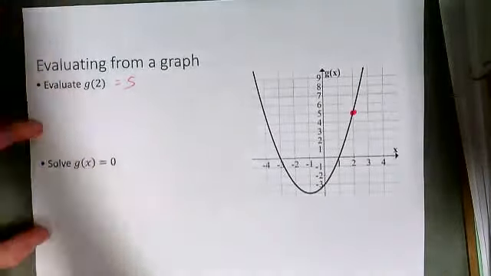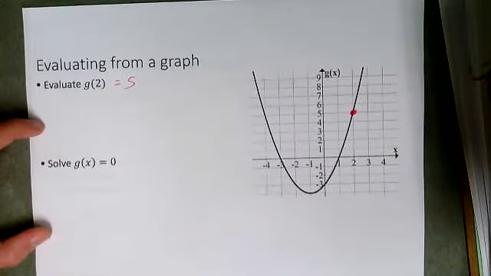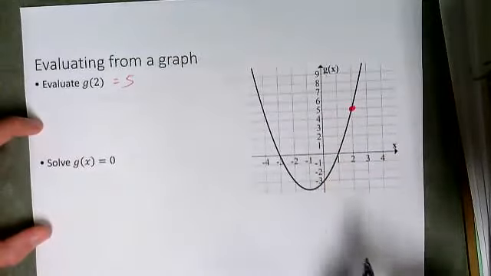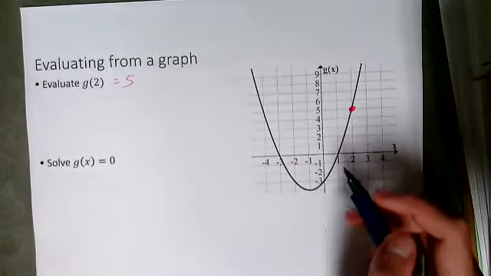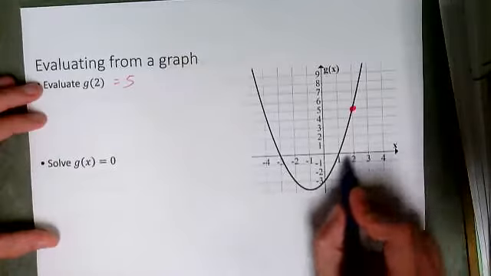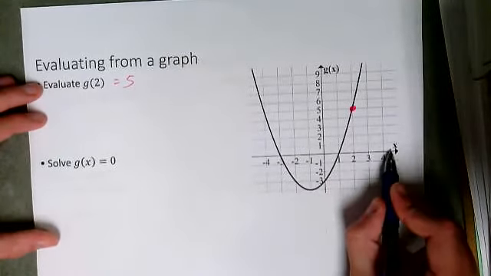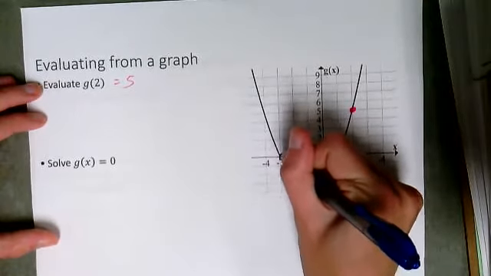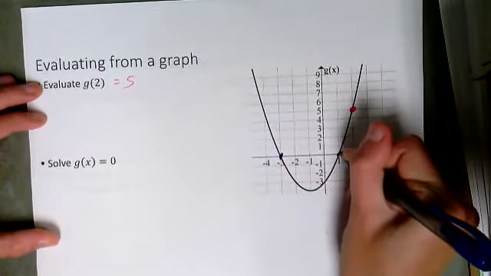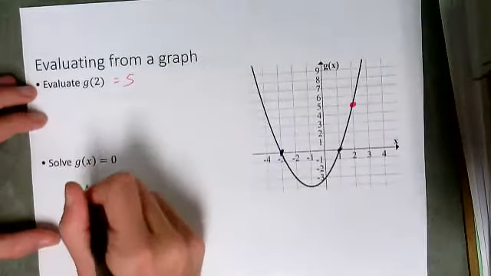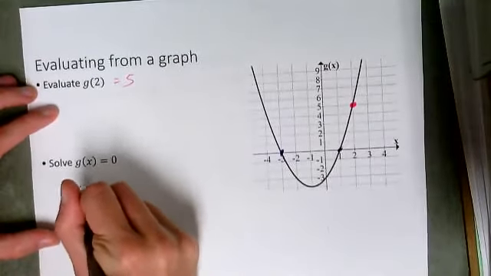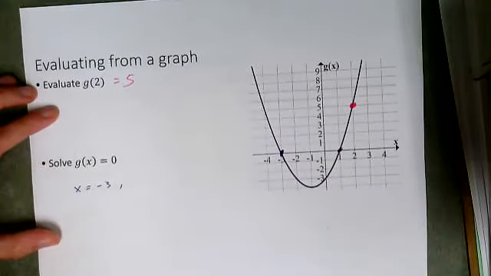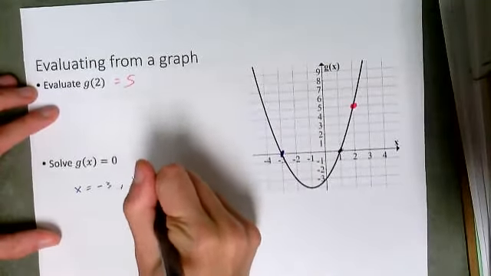Now how about solving for when g of x is equal to 0? This is our g of x, our y-axis. So trying to find out when g of x is 0, well, that happens all along this line. Where does that happen on our graph? Here and here. It happens when x is equal to -3 and when x is equal to 1.